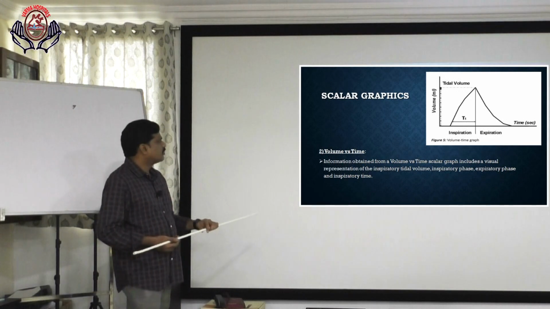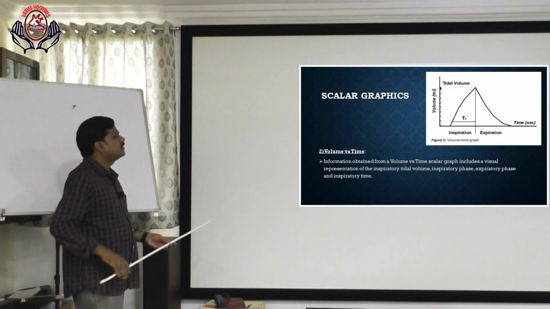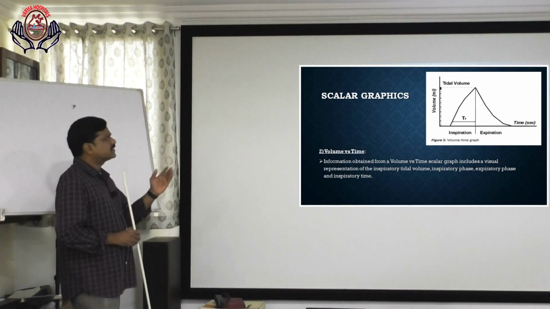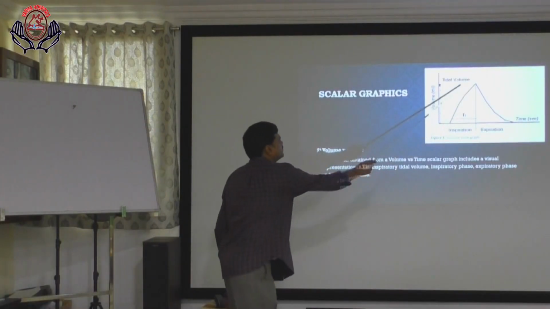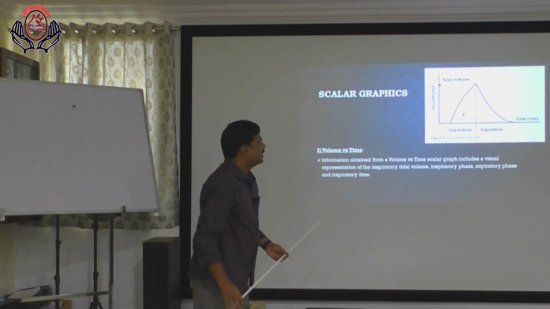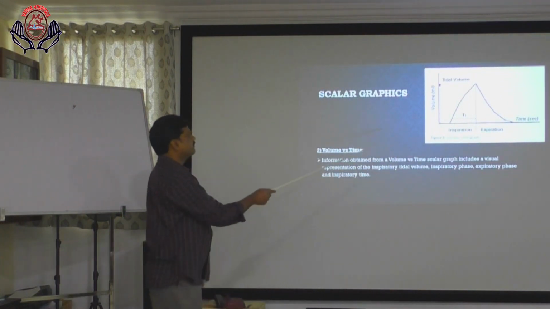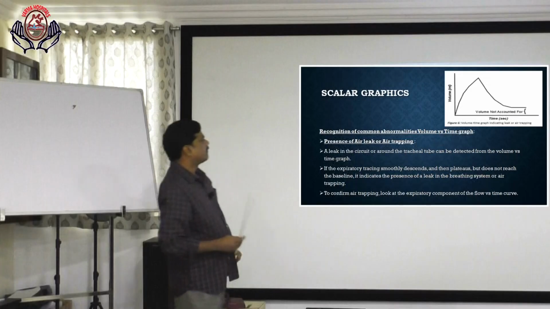Scalar graphics, coming to volume versus time. Information obtained from a volume versus time scalar graph includes a visual representation of inspiratory tidal volume, the inspiration and expiration phases, and inspiratory time. This is inspiratory time, TI.